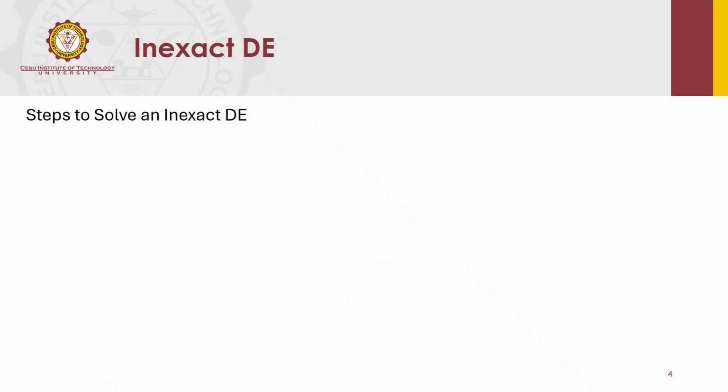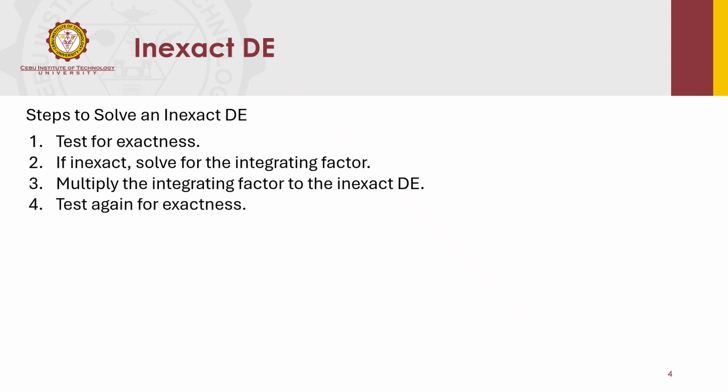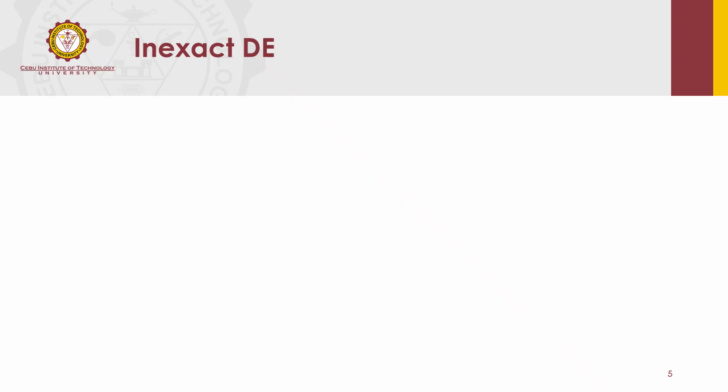So here are the steps to solve an inexact differential equation. We first test for exactness. If proven inexact, then solve for the integrating factor, multiply the integrating factor to the inexact differential equation, and then test again for exactness. Once proven that it is already exact, then solve it as an exact differential equation. So let's have an example.